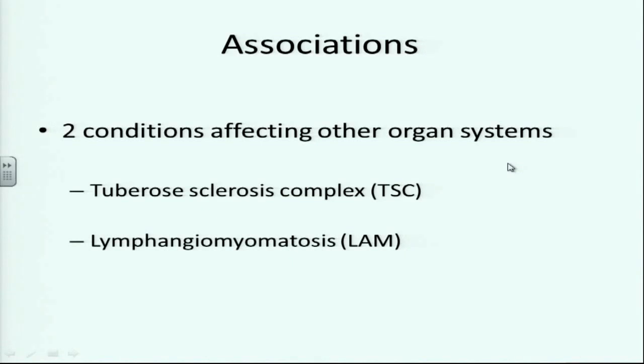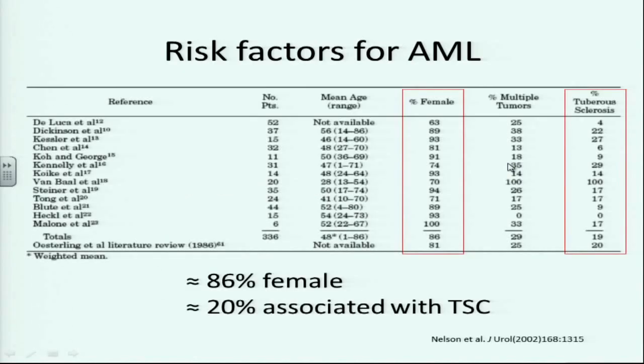What causes it? We don't know what causes it, but we do know there are some risk factors or associations. And these first two are ones affecting other organ systems. So you have tuberous sclerosis complex and LAM. The third risk factor is being a woman. So what you've got here is that if you look at all the studies, overall about 80 to 86% of those presenting are women.